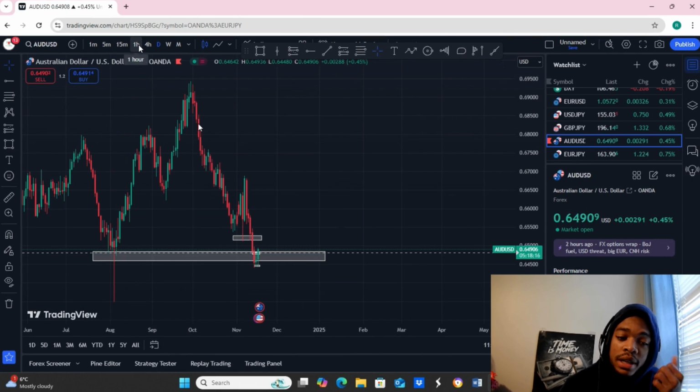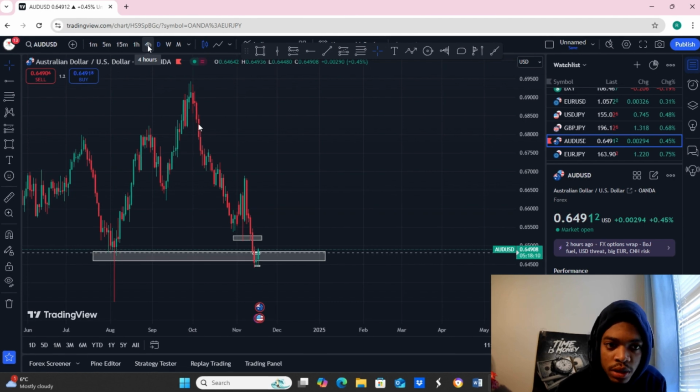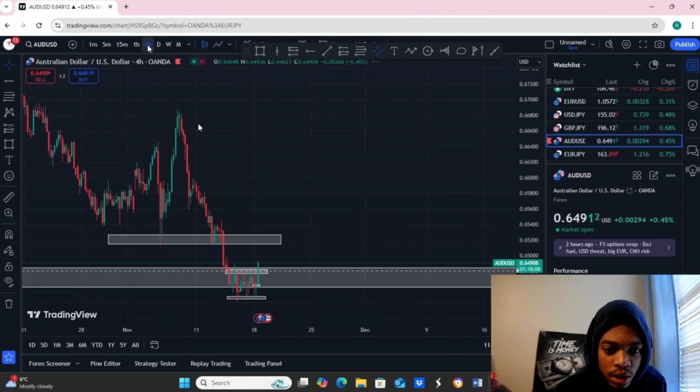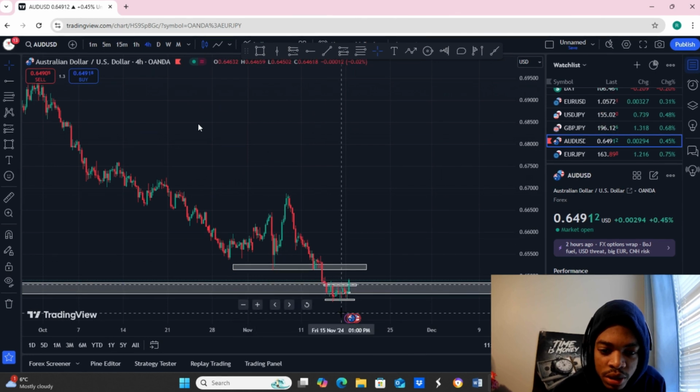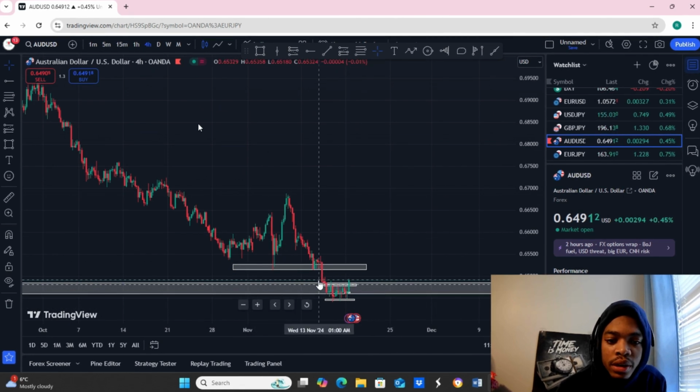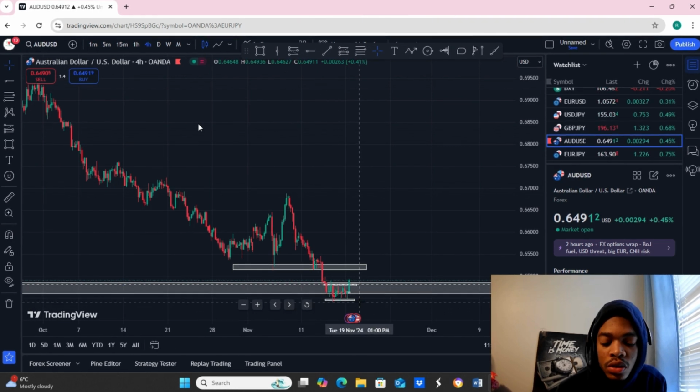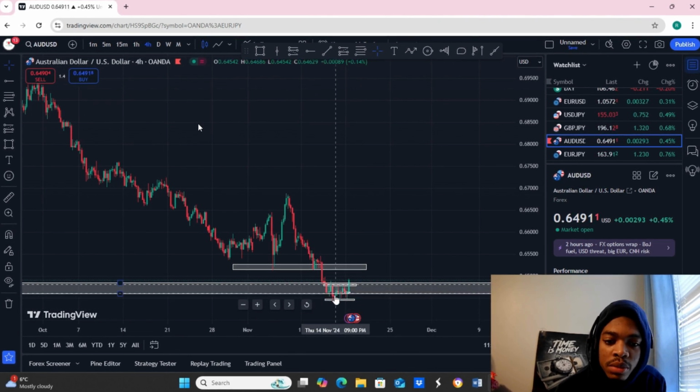From a daily perspective, things look bullish. From a weekly perspective, things look bullish. However, from a monthly perspective, things look bearish. On a 4H perspective, what we can see is that the market is forming equal lows right here and equal highs right here. So we have a bit of consolidation right here, and we don't know where price is headed because price is consolidating.